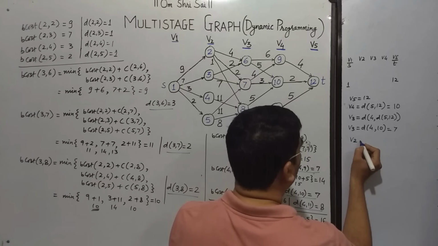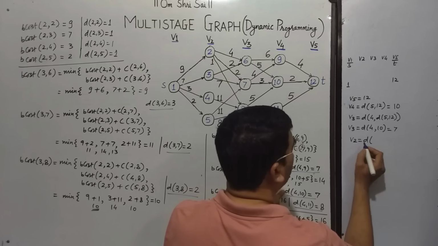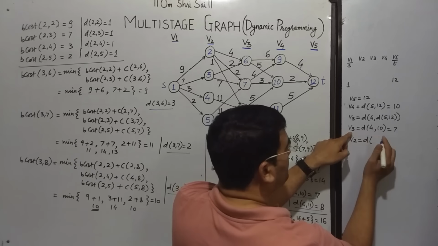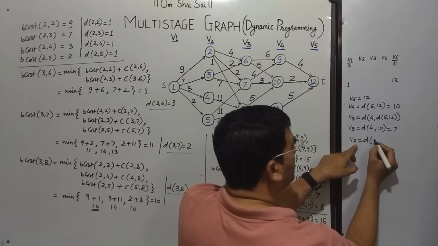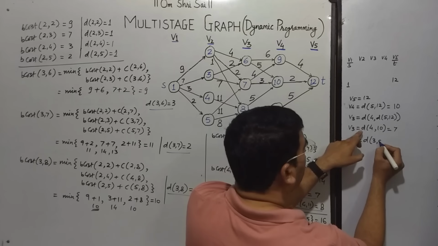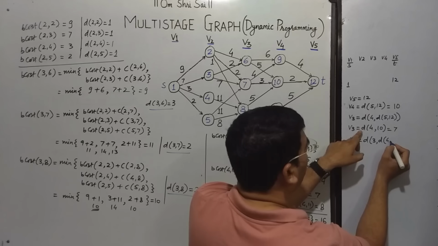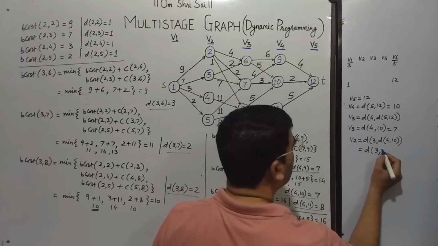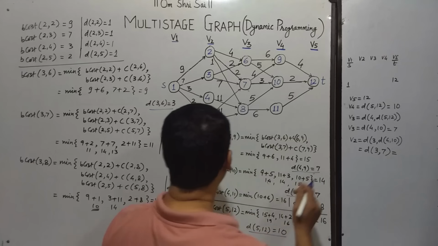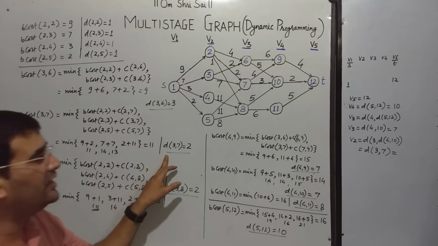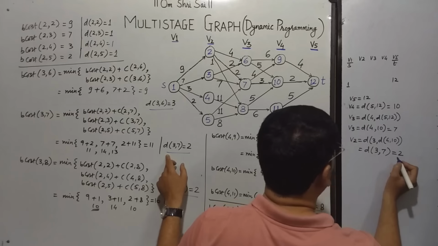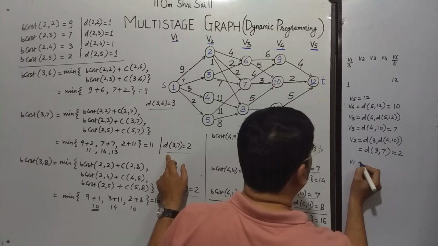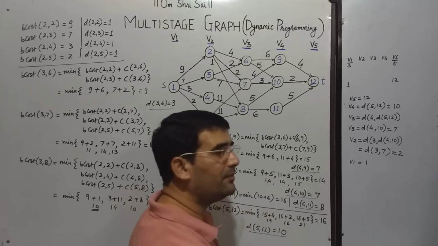Now next we'll calculate V2. What is the formula? D of, whatever value is written here, you have to start with one more than that, so for V2 you will calculate from 3. 3 of previous stage value, that is D of 4, 10. D of 3, what is 4, 10? D of 4, 10, that is 7. So what is D of 3, 7? We obtain D of 3, 7 is 2. So this is all. And last value is V1 and V1 is 1. So we have obtained the path over here.